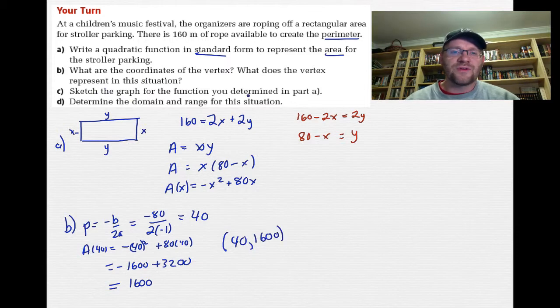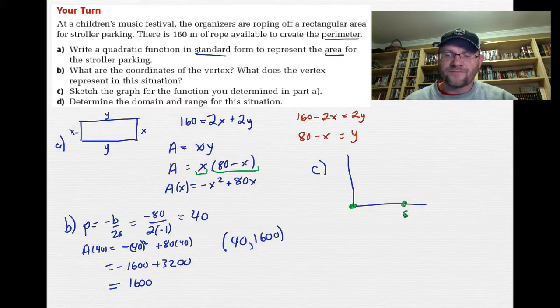Now it says I need to sketch the graph for the function that I determined in part A. Well, here's my function. I know it's a parabola that opens downward, and I actually know the two x-intercepts, because in factored form, we learned this last semester, there's one of them, and this is going to be the other one. So if I'm sketching a graph for part C, I know that my one x-intercept is at 0 and the other one is at 80.